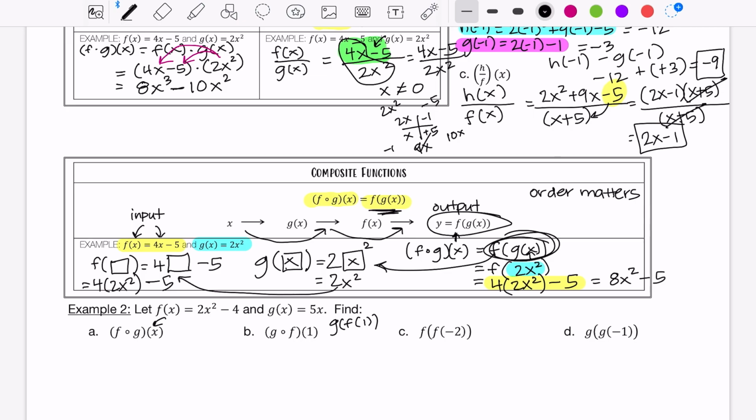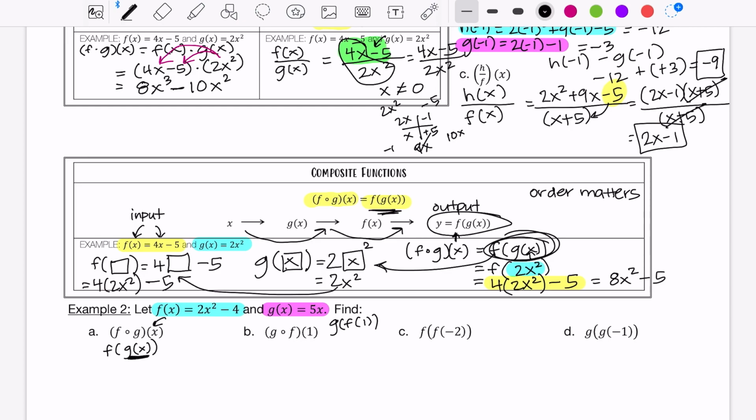So let me explain what I mean with these down here. So again, it's always helpful if you're going to highlight your functions so you know where to go from there, okay? Don't make it more complicated than it needs to be. This says f of g of x. So f of g of x. Where do I start with?